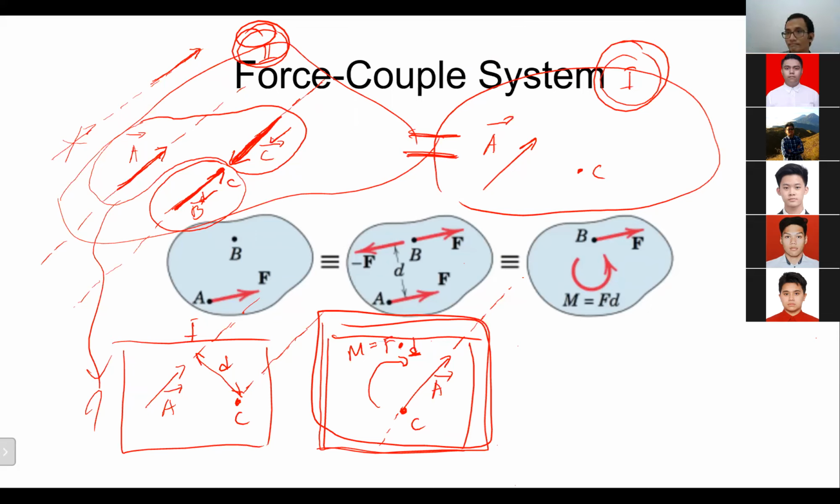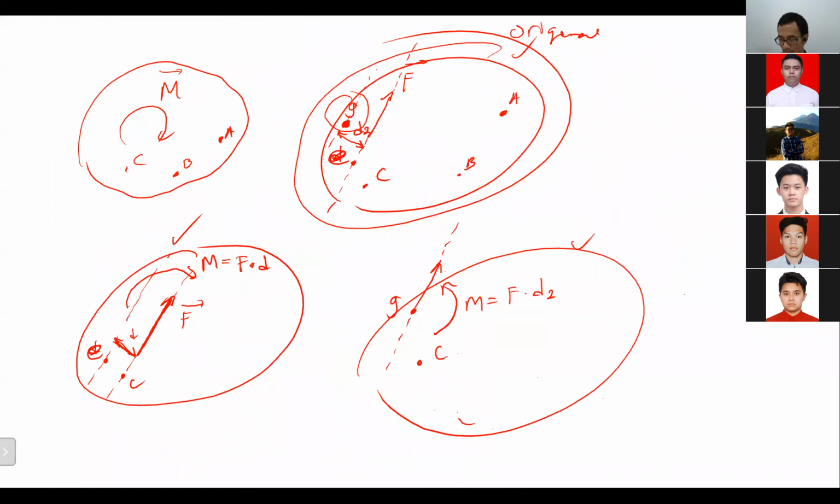Sir, I still don't understand this picture too. Because in my logical thinking, the F is clockwise, right? Which one, this one or the next one? The next slide, sir. Okay, this one. Yes.